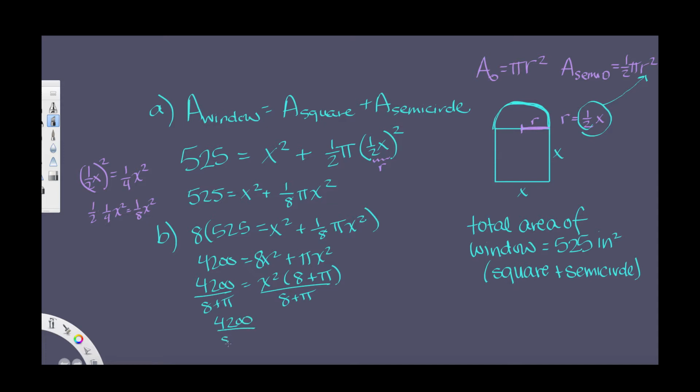4,200 over 8 plus pi is equal to x squared, which means if I want x, I'm going to have to take the square root of both sides. So x is equal to the square root of 4,200 over 8 plus pi. Again, not very pretty, but we can certainly do that calculation. So 4,200 divided by 8 plus pi and take the square root of it, it looks like that is approximately equal to 19.4. So now we can go over to our graphical method and just double check that we did that calculation correctly.